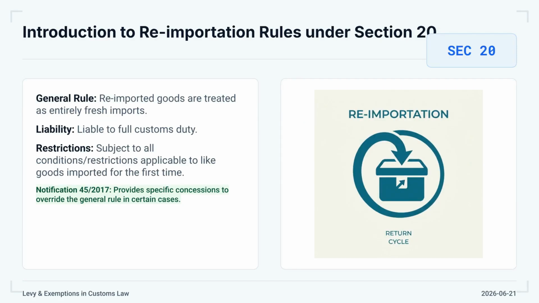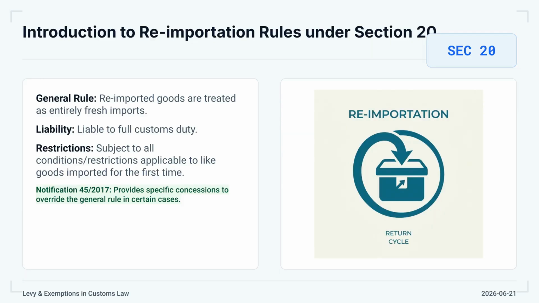the warehouse. Section 20 deals with re-importation of goods into India. The general rule is simple. When goods that were previously exported are brought back into India, they are treated as fresh imports. As a result, they become liable to customs duty and must comply with all restrictions and conditions applicable to similar imported goods. However, applying this rule strictly could sometimes create hardship. Therefore, Notification 45/2017 provides several concessions in specific situations.